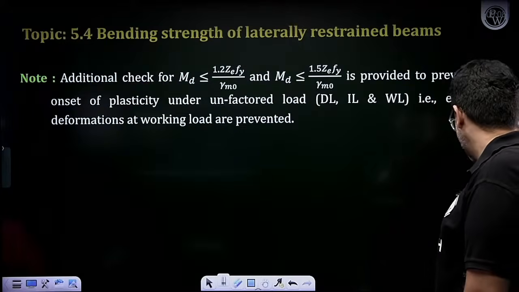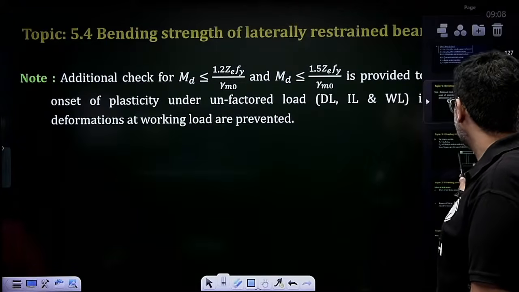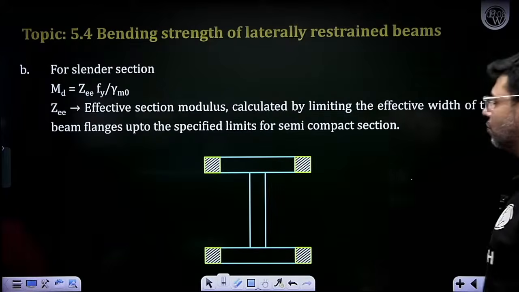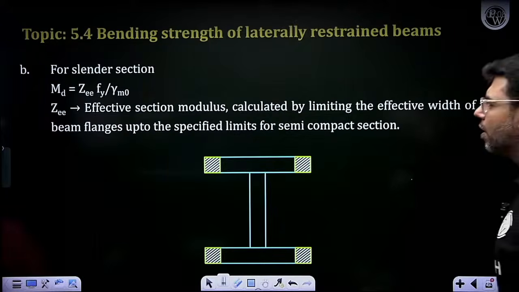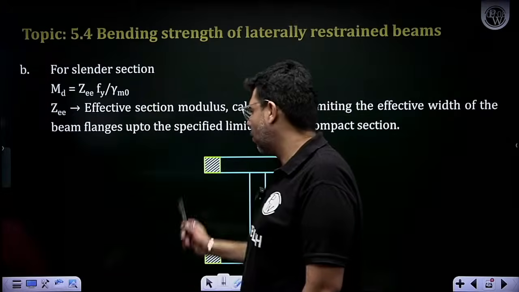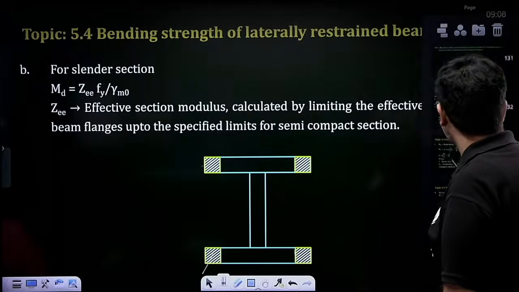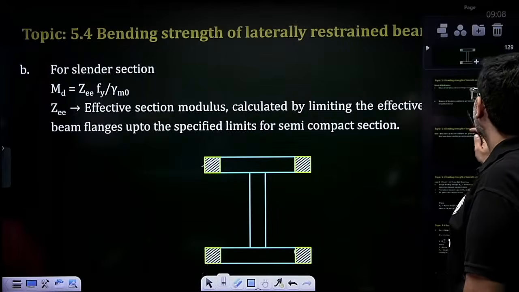An additional check is done to ensure that there is no excessive deflection at working loads. For slender section, we will take the effective section modulus Ze by omitting the area that is in excess of the semi-compact limits, that you already understand.